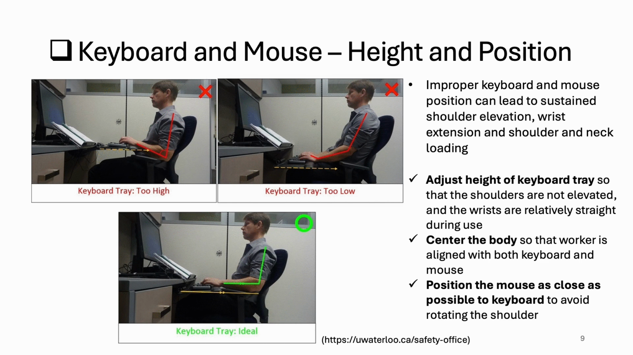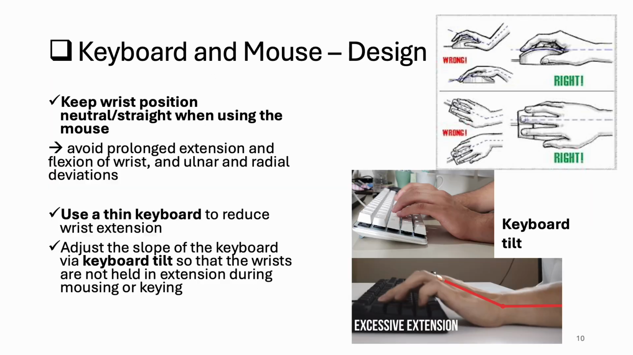Next, the keyboard and mouse. An improper keyboard and mouse position can lead to sustained shoulder elevation, wrist extension, and shoulder and neck loading, which may cause injuries. As shown in the diagram, the keyboard tray should be adjusted so that the wrist is straight. The body should be centered so that the computer user is aligned with both the keyboard and the mouse. And finally, place the mouse as close as possible to the keyboard to avoid rotating the shoulder.